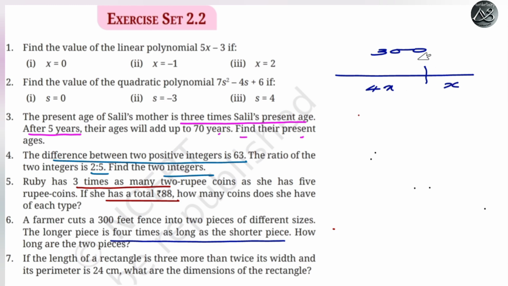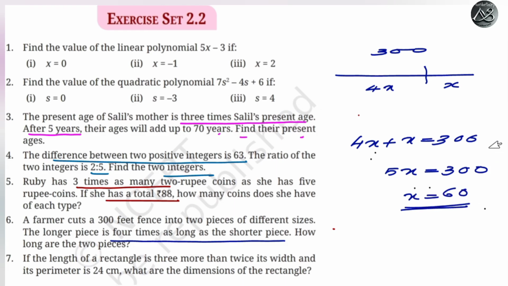And given the total distance is 300. അപ്പൊ നമുക്ക് എങ്ങനെ എഴുതാൻ പറ്റും? 4x plus x is equal to 300. That is 4x plus x is 5x equal to 300. So x is equal to 300 divided by 5, that is 60. So the length of the shorter side is 60.